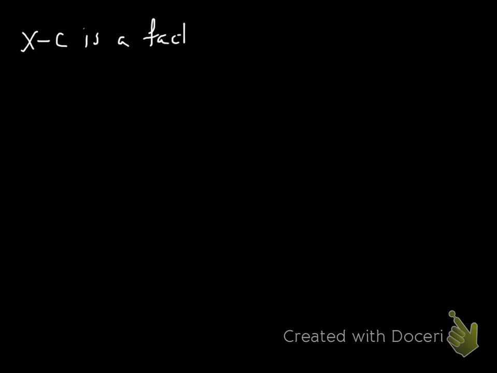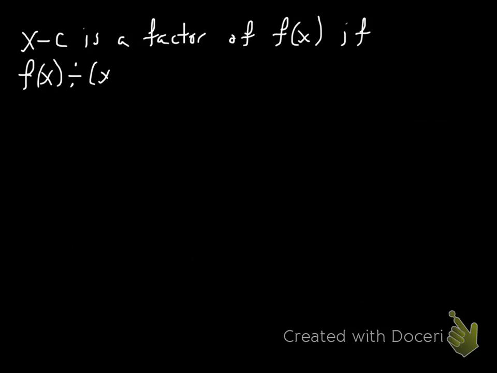X minus c is a factor of f of x if I do that division and I have a remainder of 0. To give you an example, something real simple, if we take 4 and divide it by 2, and if I take 2 into 4, 2 goes into 4 twice with a remainder of 0, so we would say that 2 is a factor of 4. So it works the same way with polynomials.